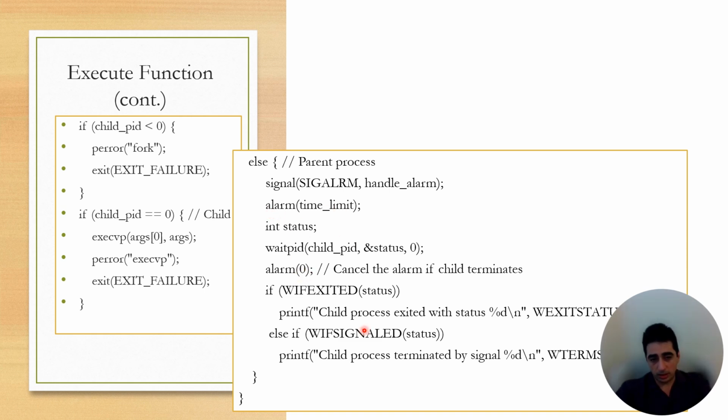That's going to override the previous alarm. So after this, there's an if else statement. If the child exited without violating the alarm or the time limit, we simply print "child process exited with a status." This is status, which is a macro defined in the included libraries. Otherwise, if it's not exited normally and it's signaled, then we say "the child process terminated by its signal," and the signal number, which is going to be 9, I guess, when you have an expired alarm.